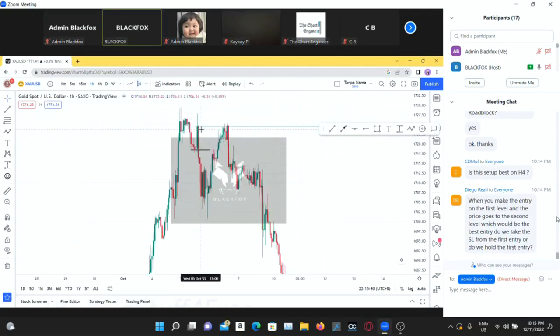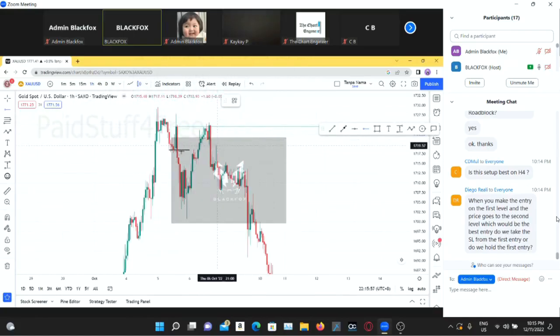This one is breakout setup sell at resistance. This one we cannot use because the price has already touched this level. So we just use fresh SNR.